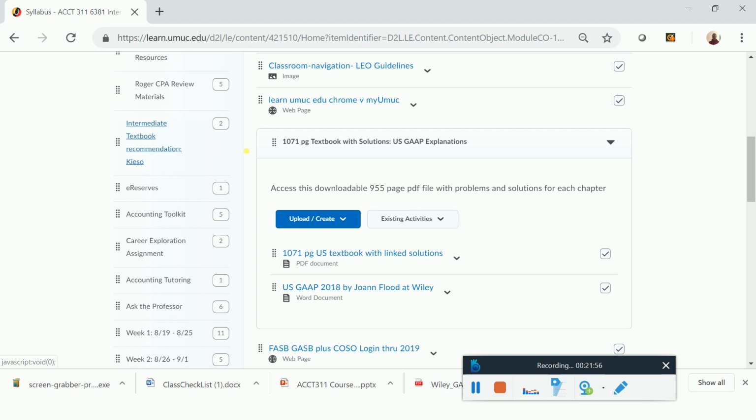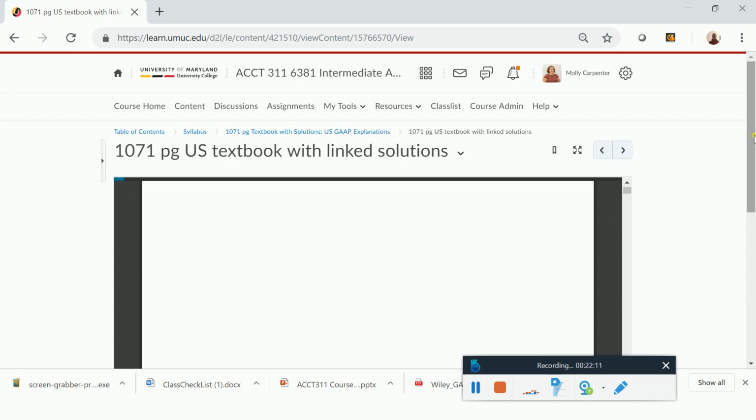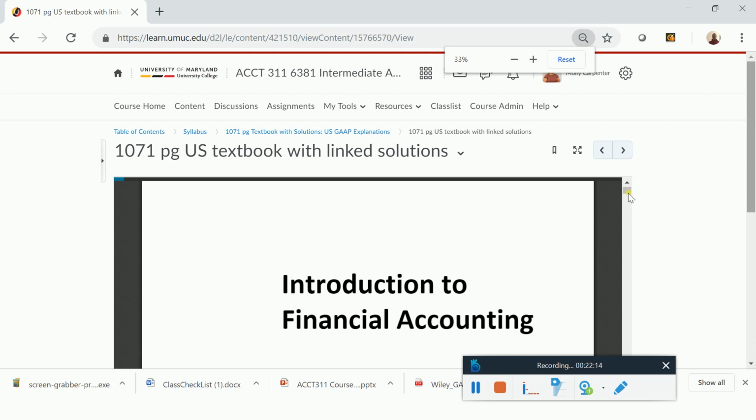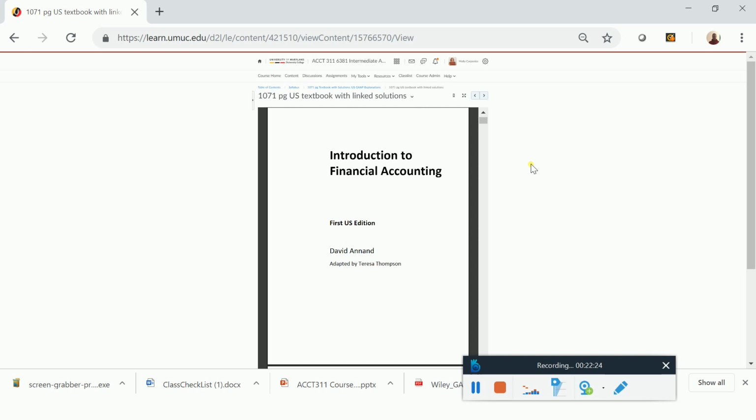The other alternative that you have is an Introduction to Financial Accounting textbook, and that is right here. If you click on this link, it will actually open up the entire textbook. And then what you'll also find is in each of the week's learning resources, it will tell you which chapters of this book correspond to the chapters that we're covering for that particular week.